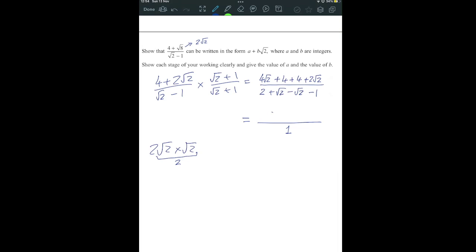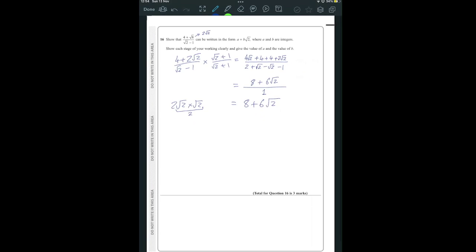Collecting the like terms on the numerator, 8 plus 6 root 2. We have a divide by 1. Divide by 1 means absolutely nothing. Double check that the answer is in the form we want. It appears it is. The question wanted us to give the value of a. Well, a is a number on its own, and the value of b, which is the number in front of the root 2. So there's our answer.